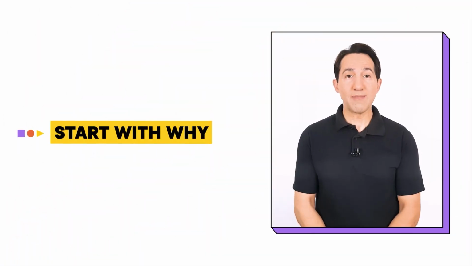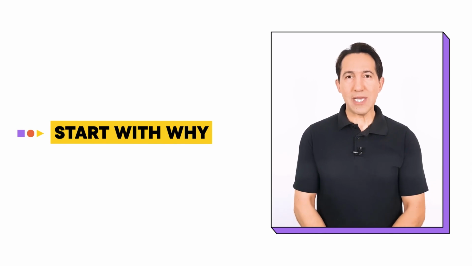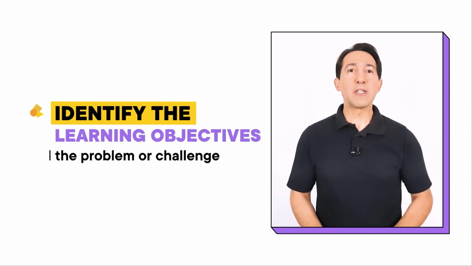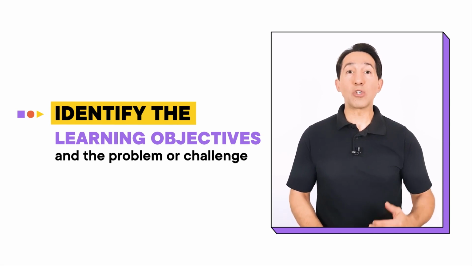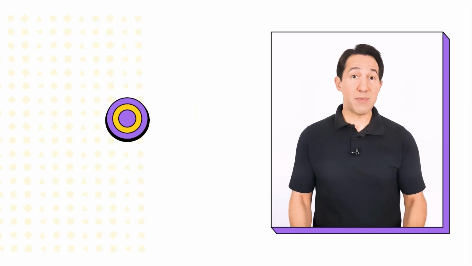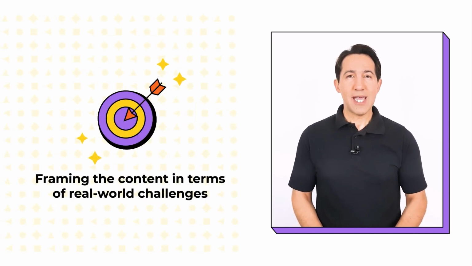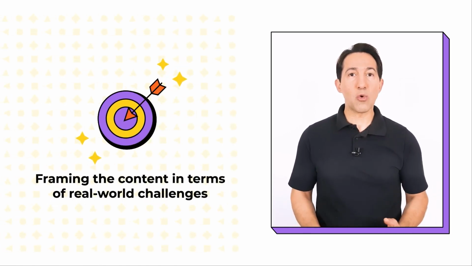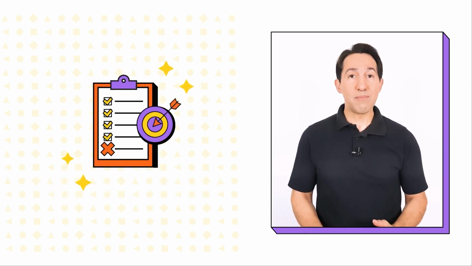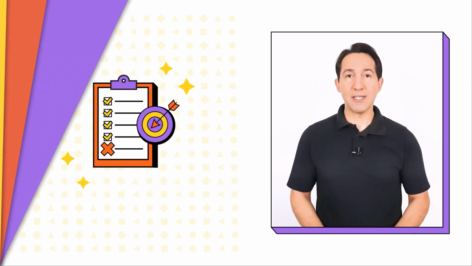Here are some key steps and best practices to follow. Start with why. As with any microlearning example, it's important to start with why. Identify the learning objectives and the problem or challenge that the scenario will help learners to address. This may involve framing the content in terms of real-world challenges or problems that the learner may face, or emphasizing the benefits of mastering the content.